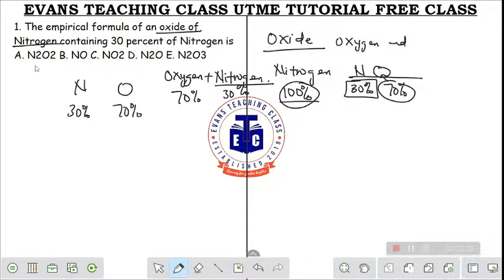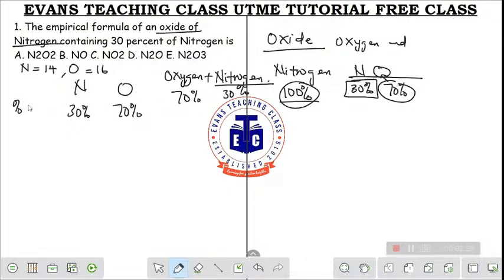Now, before we can do something like this, we need to know the molar mass. So the molar mass of nitrogen is 14, the molar mass of oxygen is 16. So the next thing we are going to do after doing the percentage, this is the method for getting the empirical formula of an oxide. So if you don't know how to do empirical formula, this is how to do it.